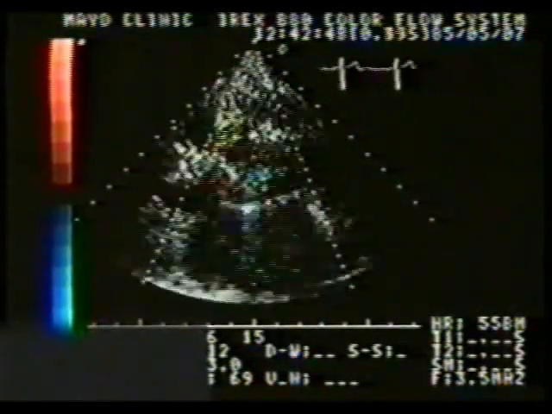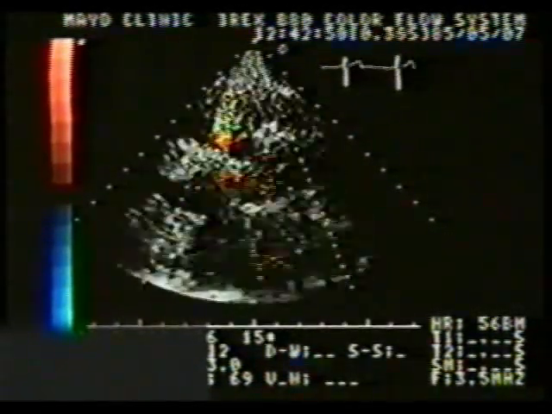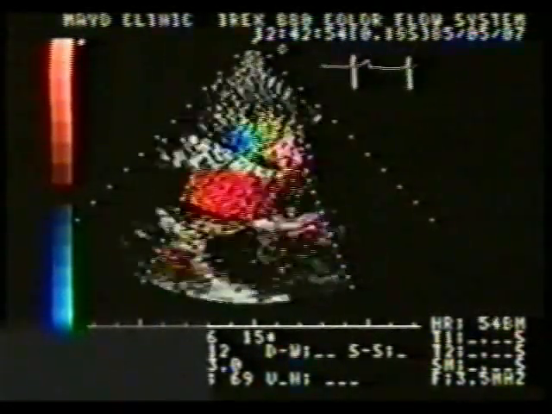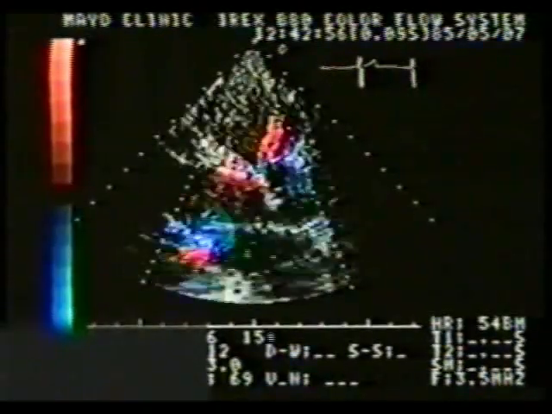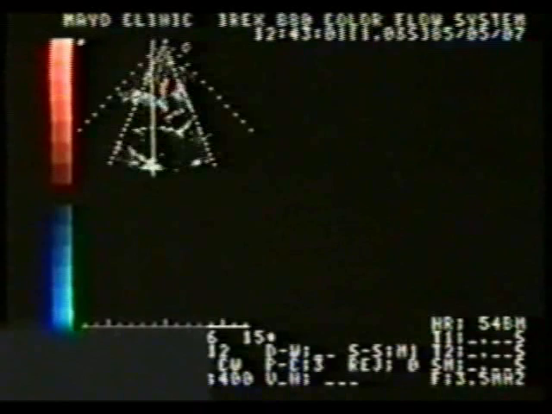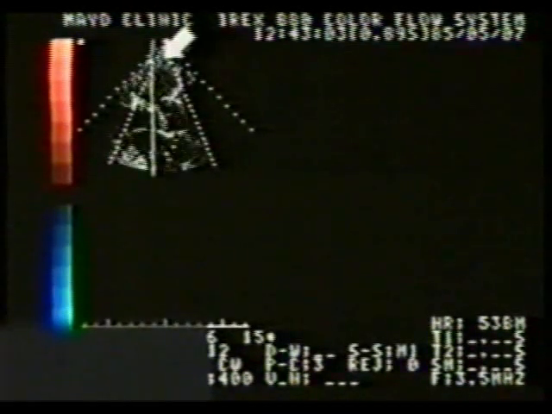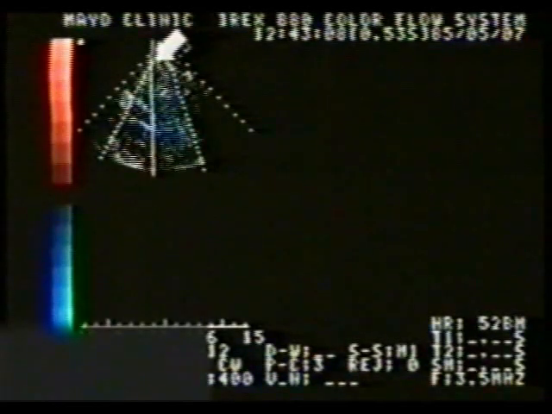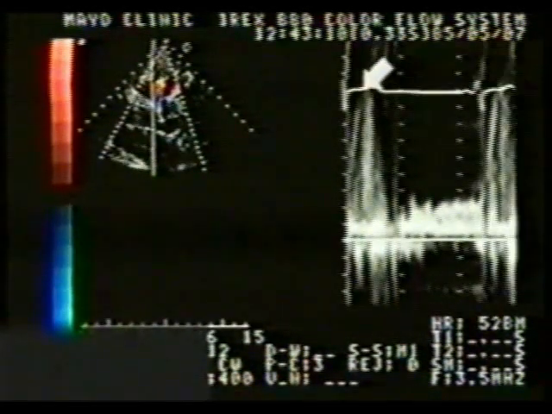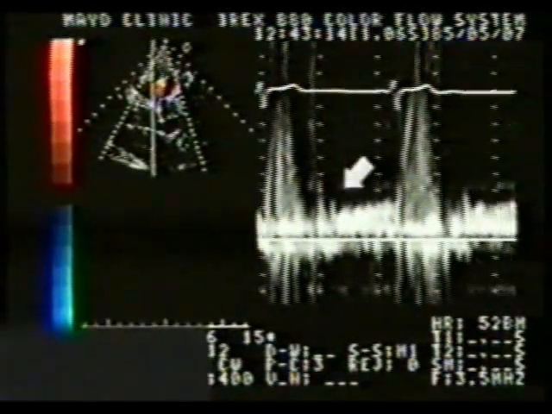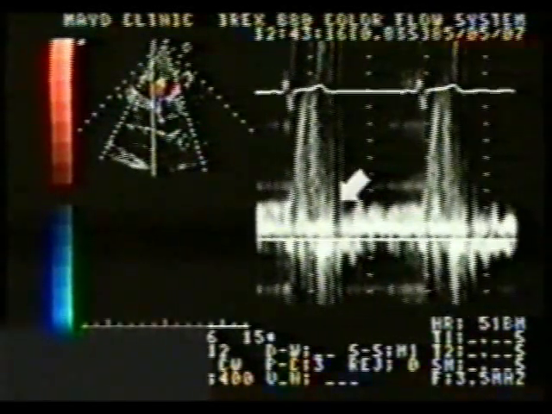In real time, you can appreciate the sequence of shunting across the small VSD in systole as well as in diastole. We are now performing flow-guided continuous wave Doppler examination. This shows us a high velocity jet, 4.9 meters per second, and also continuous diastolic forward flow.